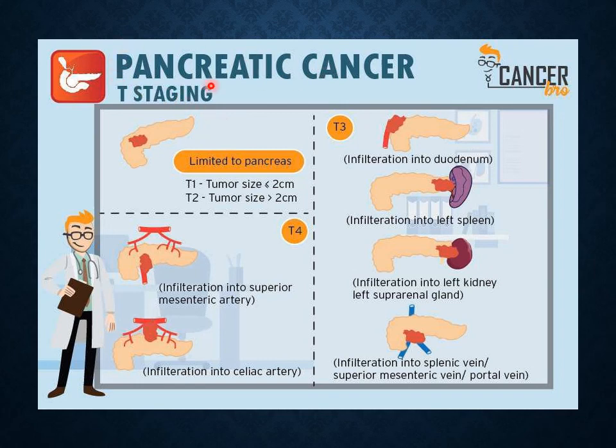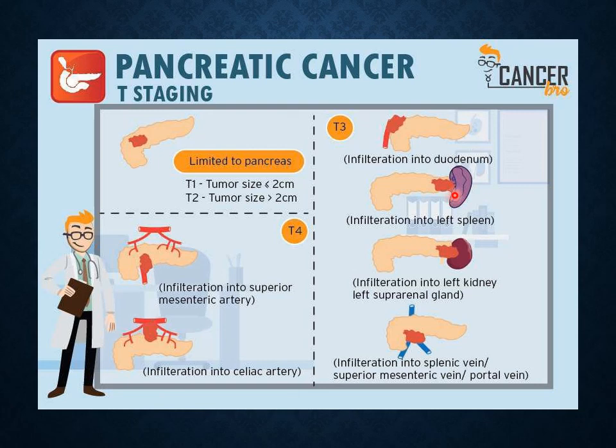Next we come to pancreatic cancer staging. The TNM staging: the T staging is T1 and T2, limited to within the pancreas, within the tissues of the pancreas. T1, tumor size less than 2 centimeters, and T2, more than 2 centimeters. T3, when the tumor infiltrates into the duodenum or infiltrates into the spleen.